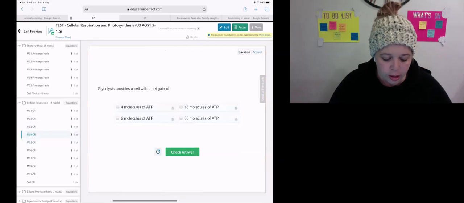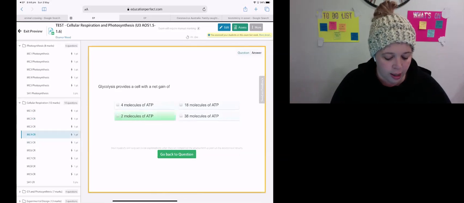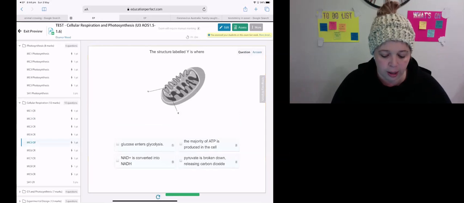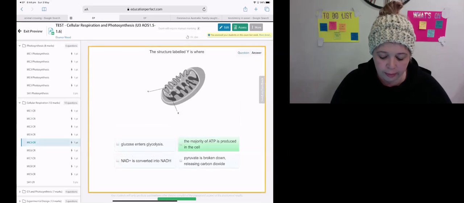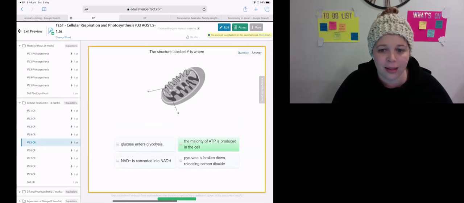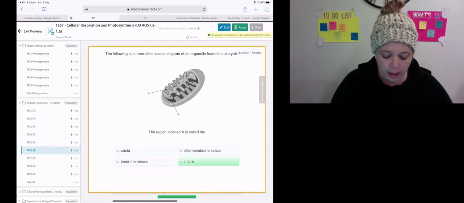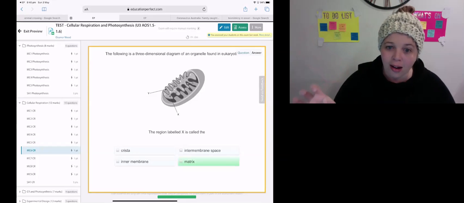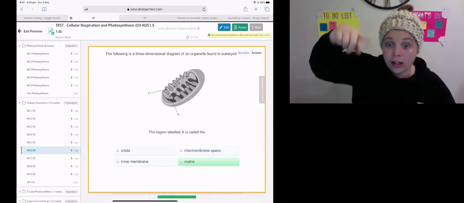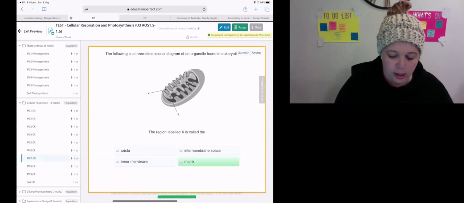All right, this one here, glycolysis, what's our net gain? Hopefully we can say that it is 2 molecules of ATP. The structure labeled Y is your cristae. Cristae is where your ETC happens, so this is where you get the majority of your ATP. What's happening at X? X is inside the cristae, so that's going to be called your matrix.